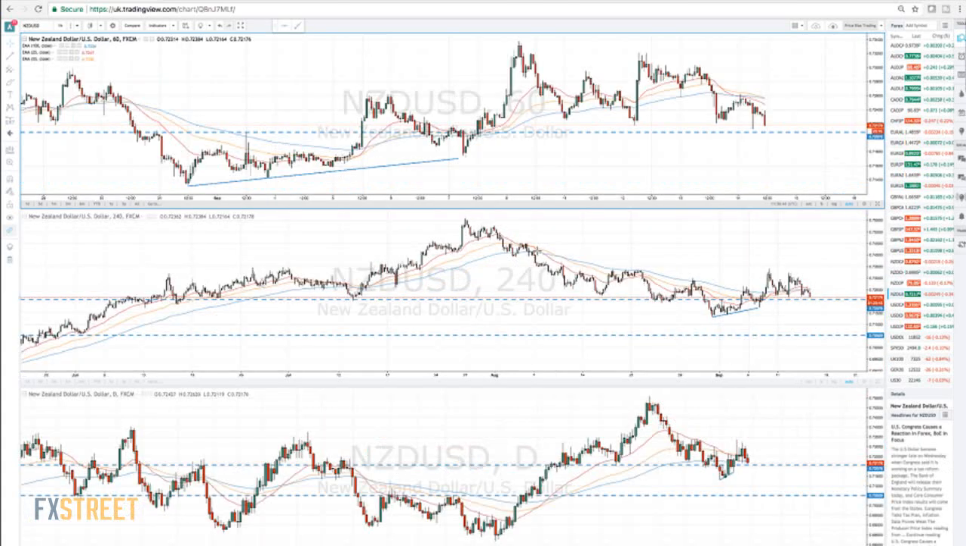Okay, last few pairs here. And then I'll get off of my soapbox and you can all go back to having a nice day. Kiwi dollar, we had this support level in here, which I think we can get rid of now because it's not doing much for us.